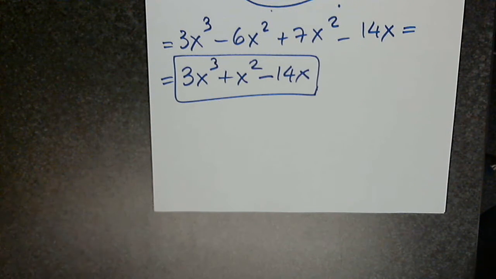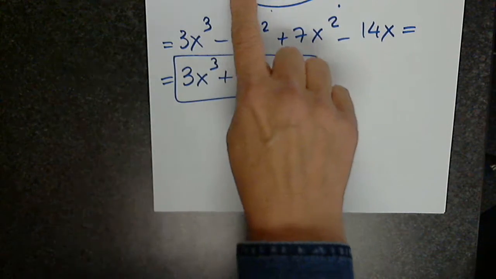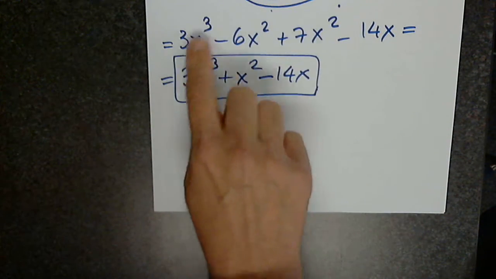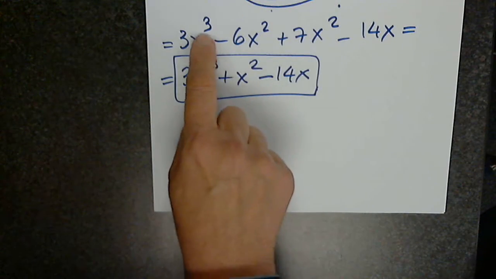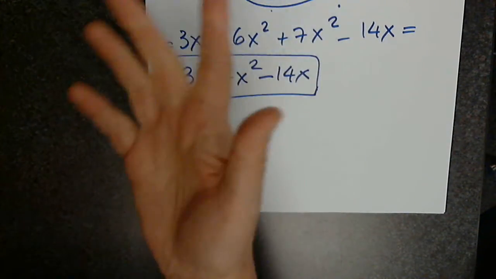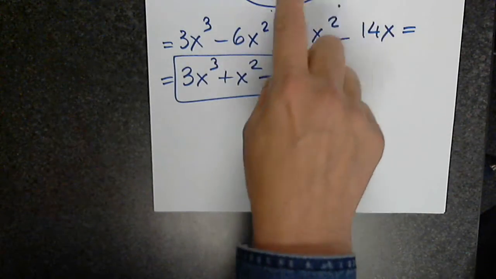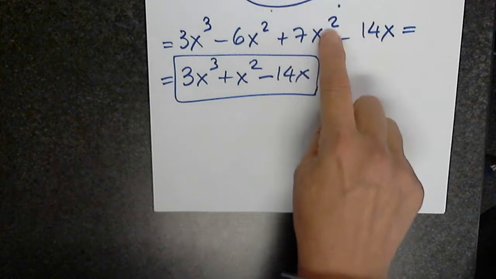You're not adding the exponents in this situation. Yes, we are. 3x squared times x, I copy the base and I add the exponents. When I multiply, for example, 7x times x, I copy the base and I add the exponents.